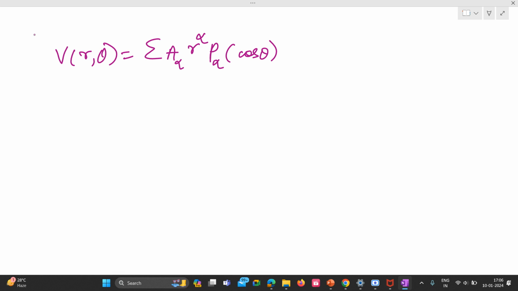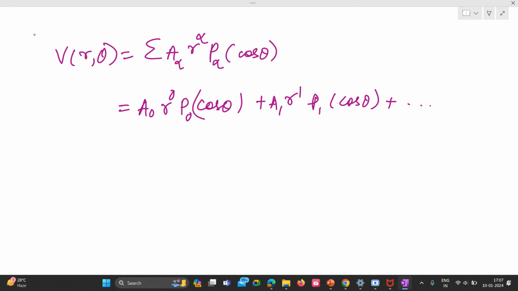Okay. So how to do this question? See, we know the potential is V(r, theta) equal to the summation of A_alpha r to the power alpha P_alpha cos theta. This is the Legendre expansion. So A0 r to the power 0 P0 cos theta, plus A1 r P1 cos theta. It will go on and on, right?